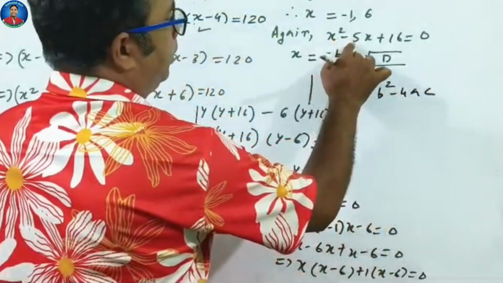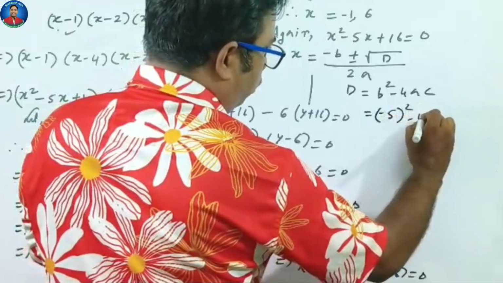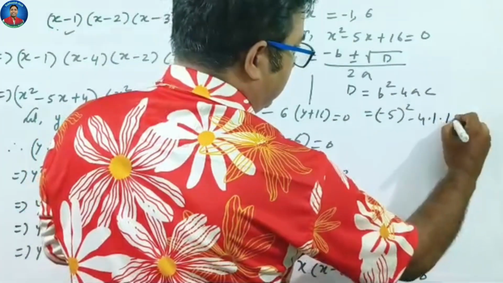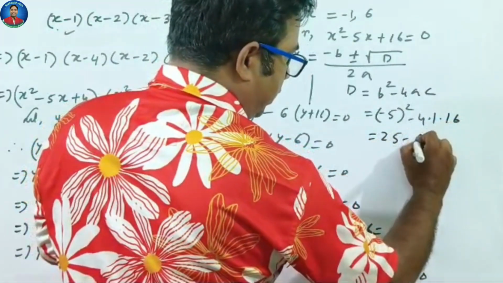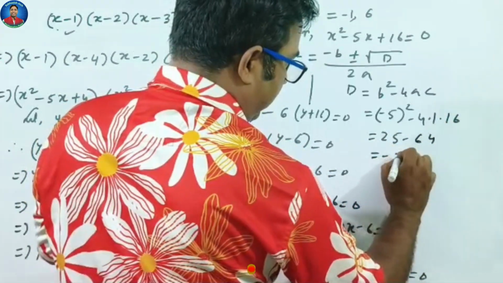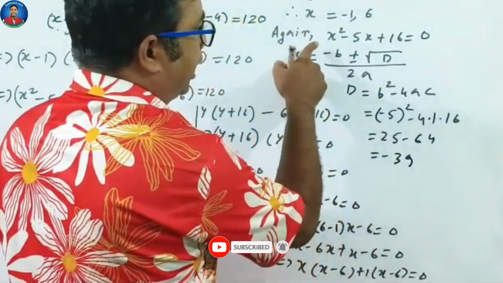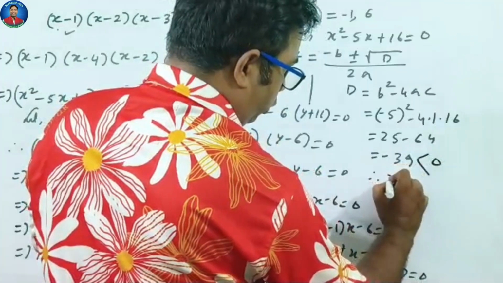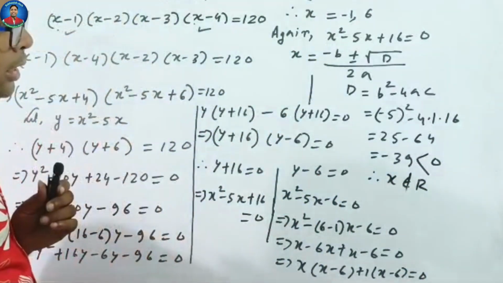What is the value of b? b is minus 5. This is 4. What is the value of a? 1. What is the value of c? 16. That means it is 25 minus 4 into 16, 64. That means it is minus 39. This is less than 0. That means it does not have any real solution. So x does not belong to R. That means we shall get imaginary values.